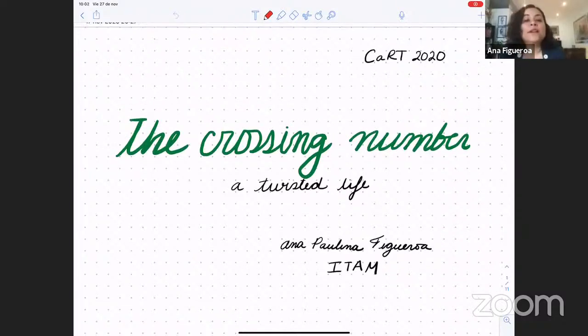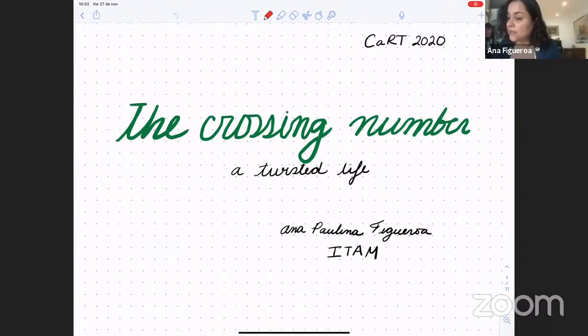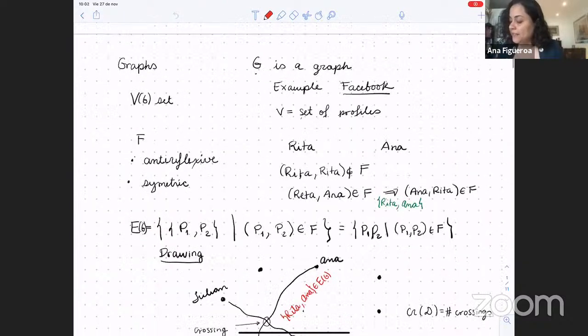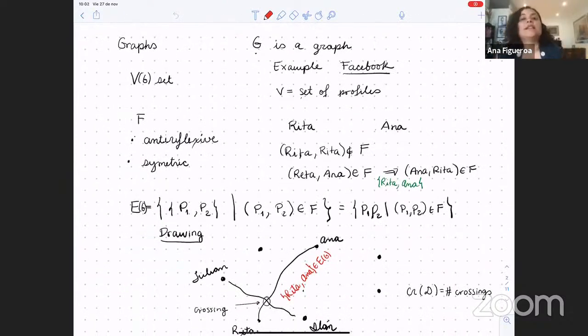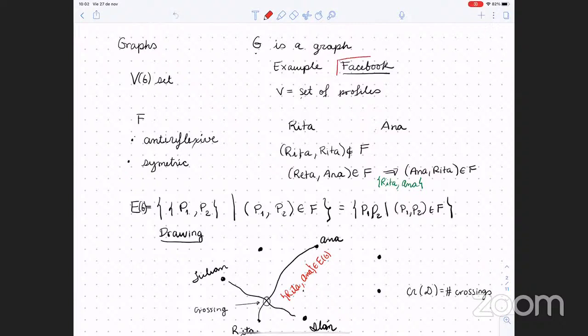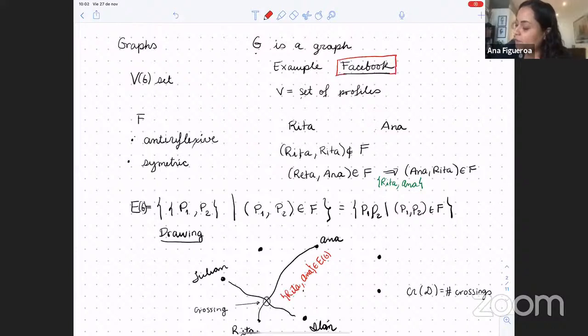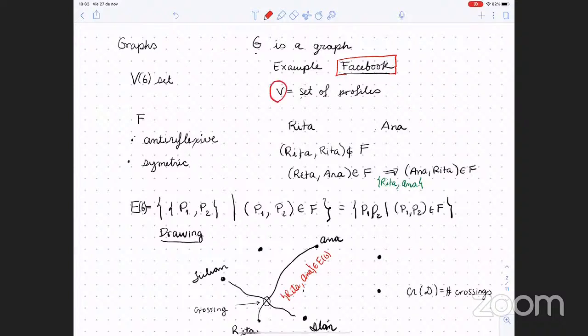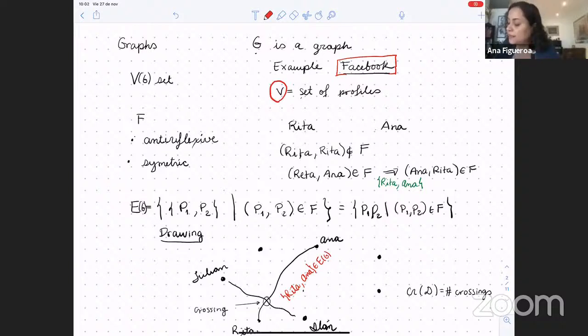Well, today I will talk about the crossing number, a twisted life. I will start with a very basic observation that graphs are very discrete objects. I will give an example of a graph, like the Facebook graph. Why? Because I'm old, I still have a Facebook profile. A graph is just a set V of vertices. We can say the set of profiles in Facebook. And each profile, or each vertex, has some adjacent vertices.